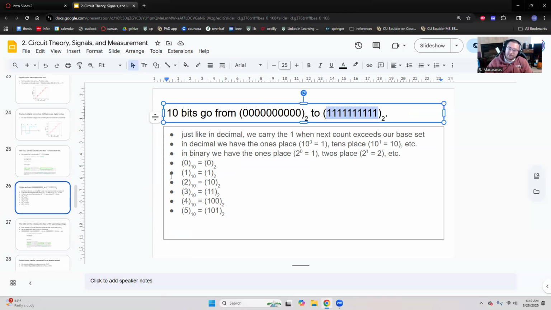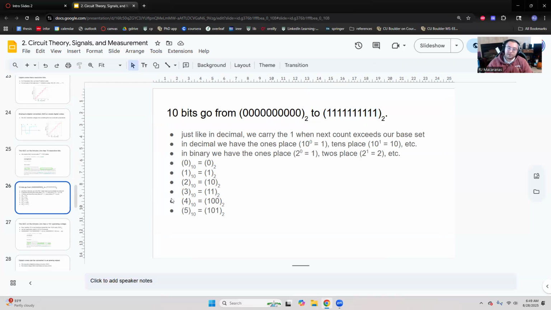This is just an example of how to go about counting in case you are not familiar with counting in binary. The principle is pretty much the same, but instead of carrying the 1 once we get to 9, we carry the 1 once we get to 1. So I go 0, 1, carry the 1, 1 0, 1 1, 1 0 0, 1 0 1, and so on and so forth.